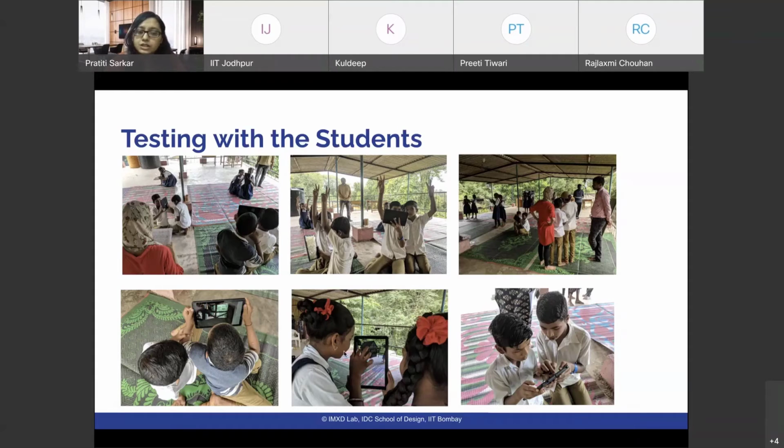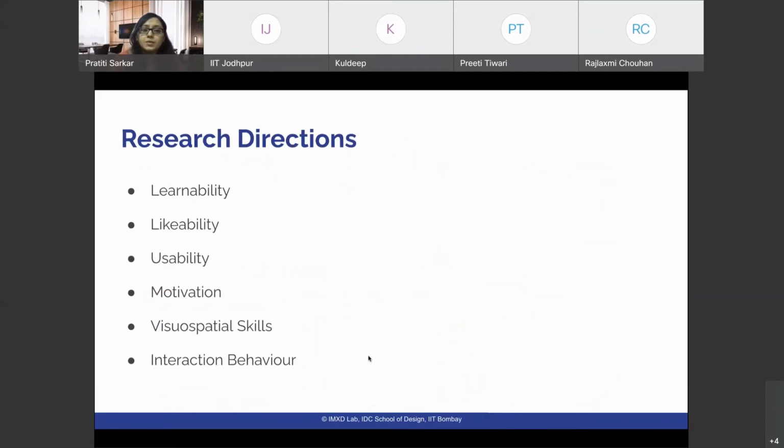And if you see this particular image, the one at the bottom and the middle one, this is how the house was superimposed onto the real world. So if you see, the mat is there, and on top of that they are able to see the house getting superimposed. On doing the study, we then tried to look into the learnability, likability, usability, the motivation for doing the learning activities, the visual spatial skills, and the interaction behavior.